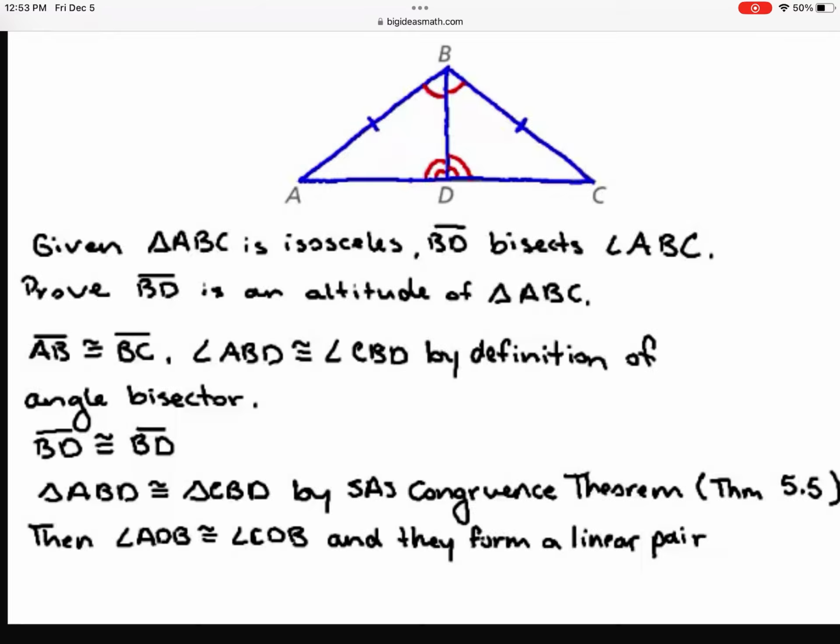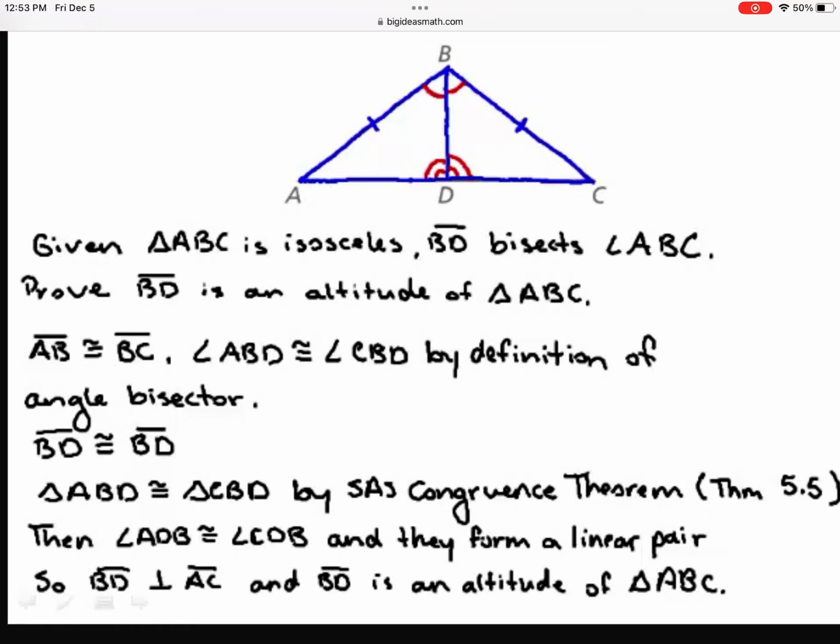Then line segment BD and line segment AC intersect to form a linear pair of congruent angles. So line segment BD is perpendicular to line segment AC, and line segment BD is an altitude of triangle ABC.